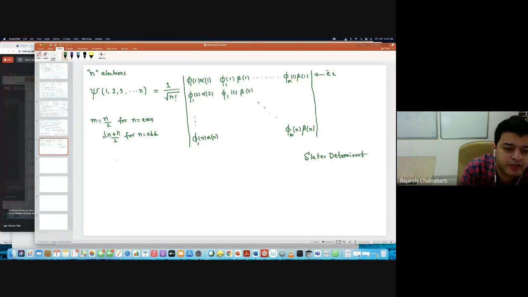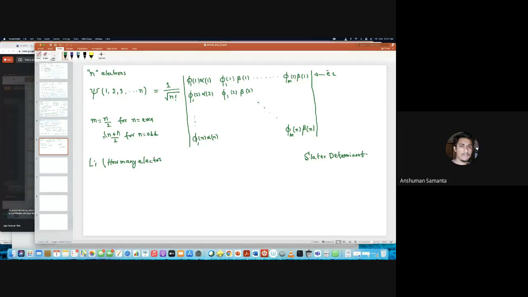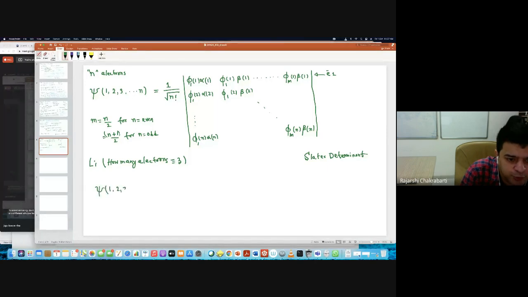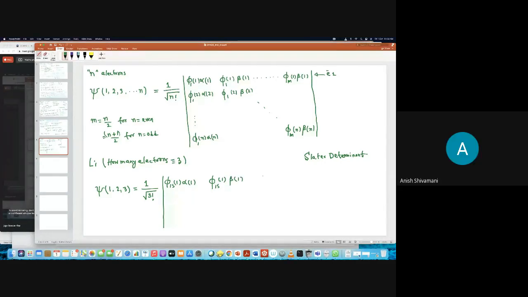Can anyone tell me what is the Slater determinant for lithium? How many electrons are there? How many electrons for lithium? 3 electrons. So the third electron could be alpha or beta. I can take this to be beta 3. So what will be the wave functions? I say 1, 2, and 3. Can anyone tell me? Phi 1s 1, alpha 1. Next, phi 1s 1, beta 1.